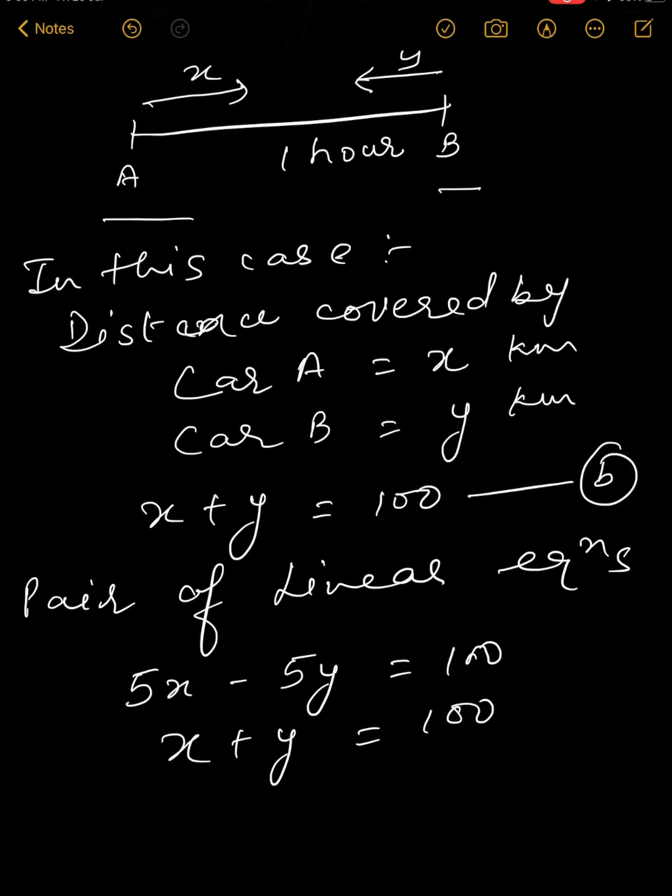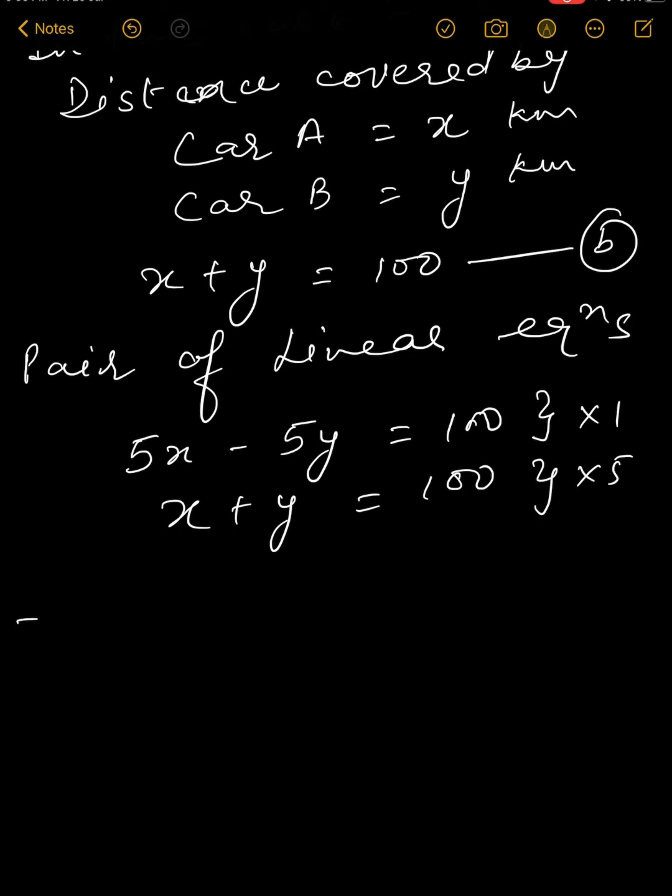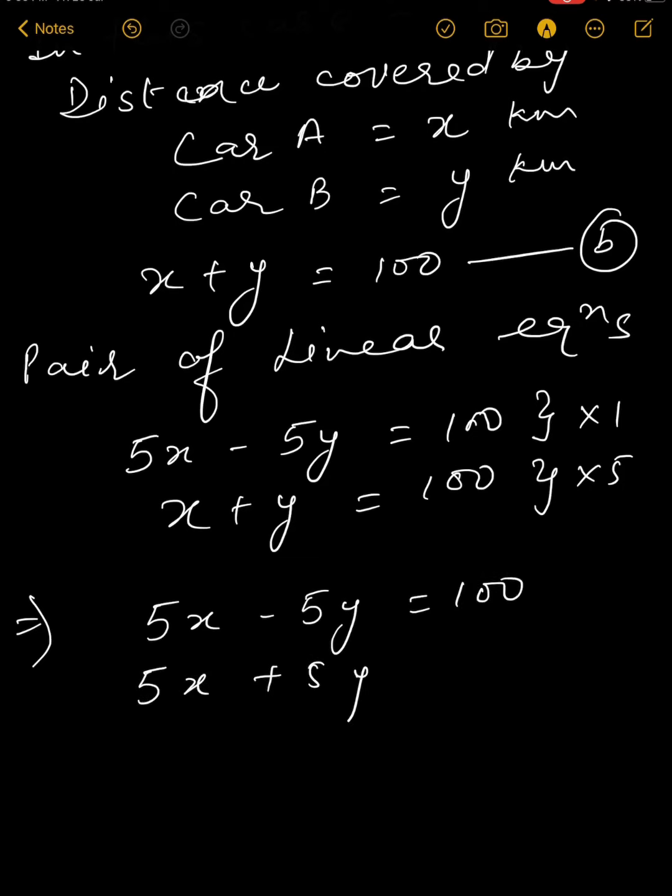Is it clear? So we have to solve it by any algebraic method. Which one is easy here? You can easily see here the coefficient of x is 5 and here the coefficient of x is 1. So I will multiply this by 1 and this by 5. That means I am using the elimination method. So what will I get? 5x minus 5y is equal to 100 and 5x plus 5y is equal to 500.